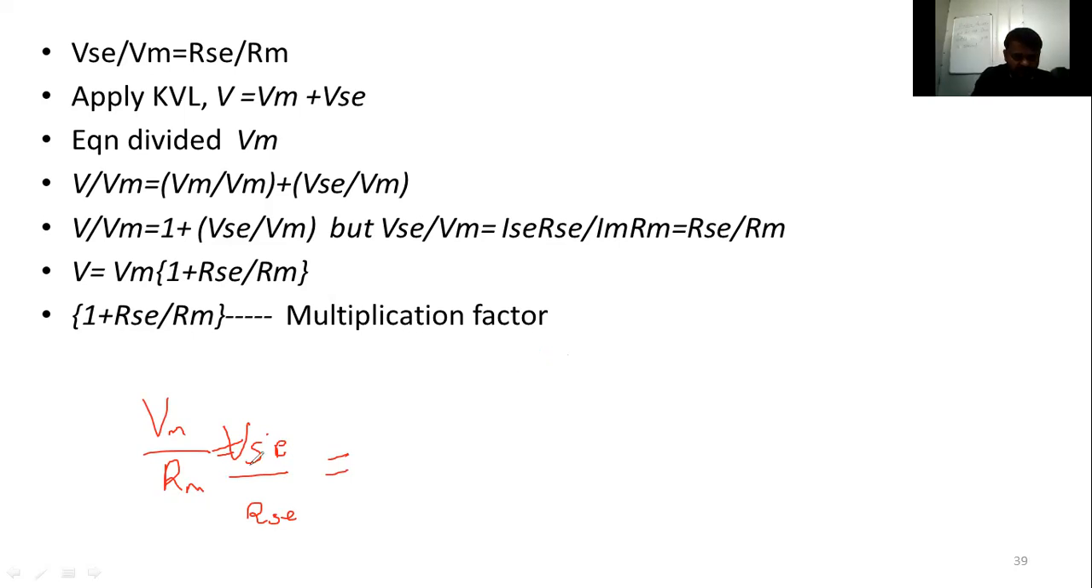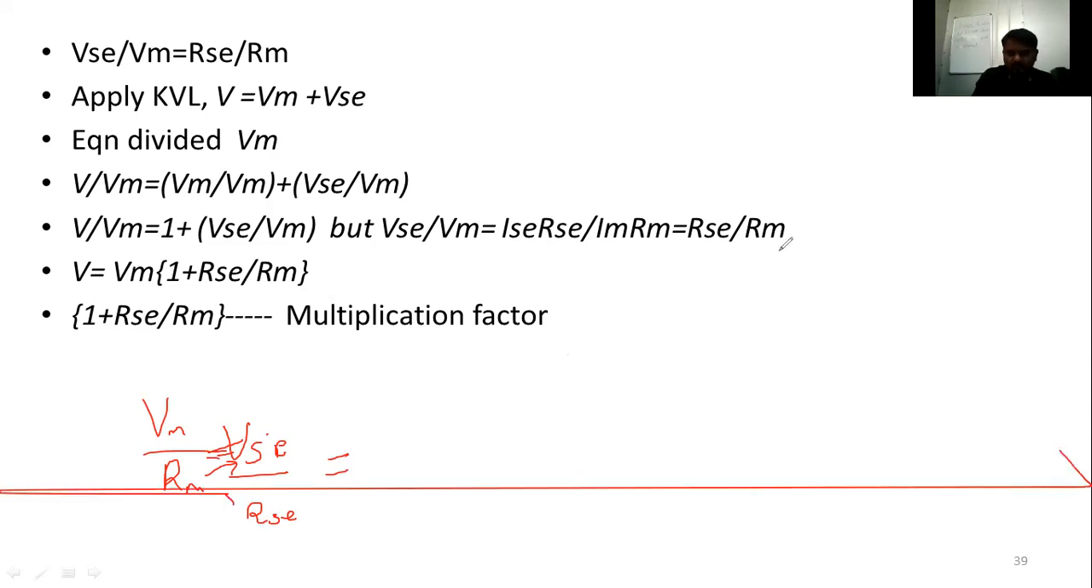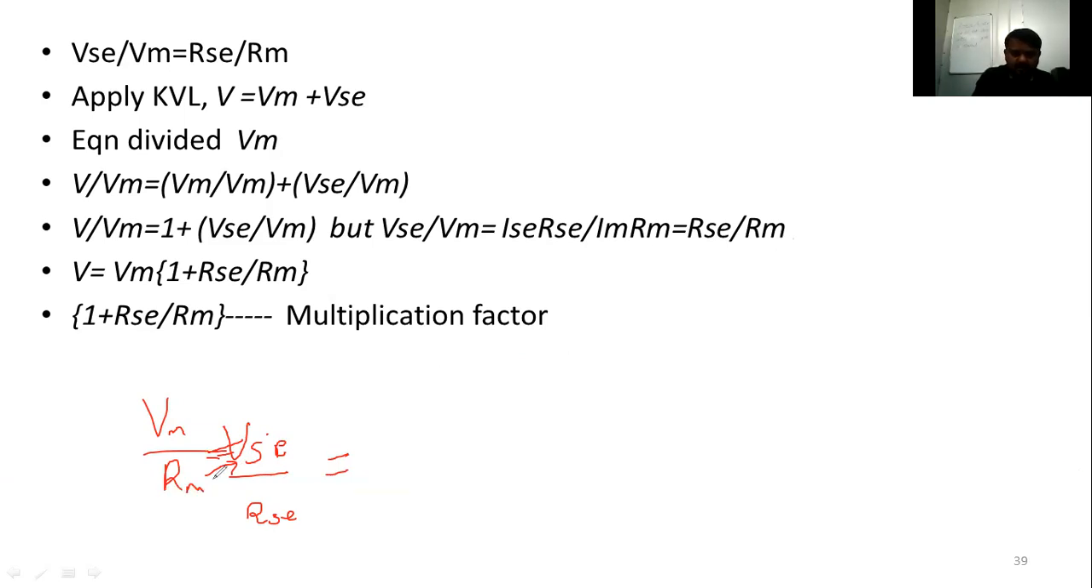Here, this Rm I can send to the RHS. Here the equal to term is there. Rm I will send to this side, and RSC I will send to the other side. Rm I will write as VSC into Rm. We can write like this.